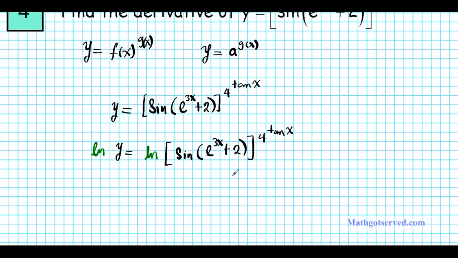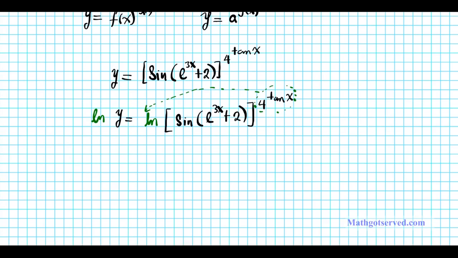Using the properties of logarithms, we can power down this function right here that is a power. It becomes a coefficient of this logarithmic expression. So we have the natural logarithm of y equals 4 to the tan x times the natural logarithm of sine e to the 3x plus 2.